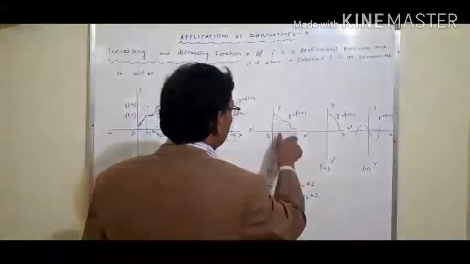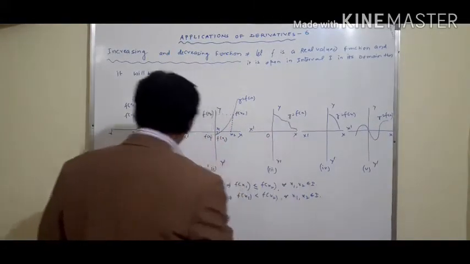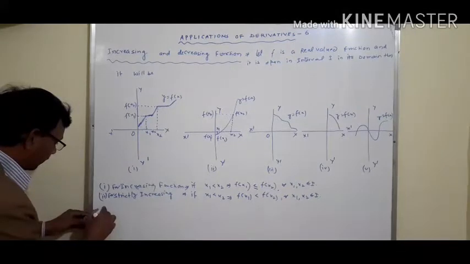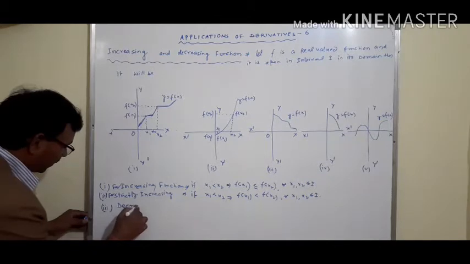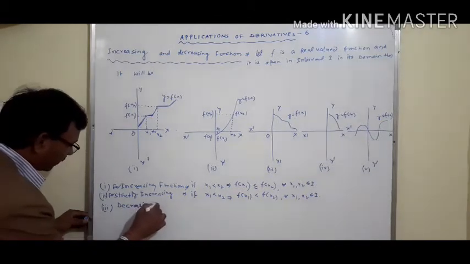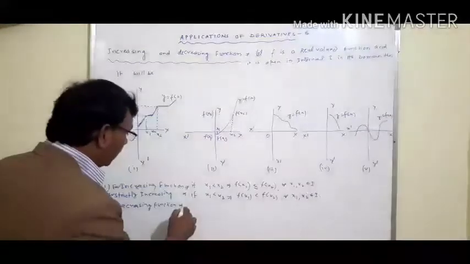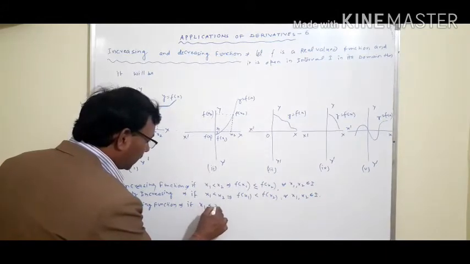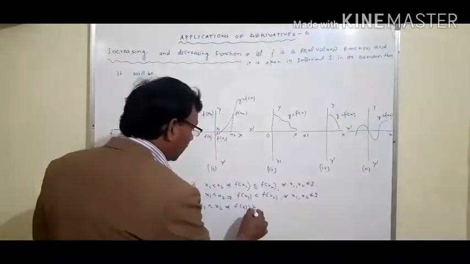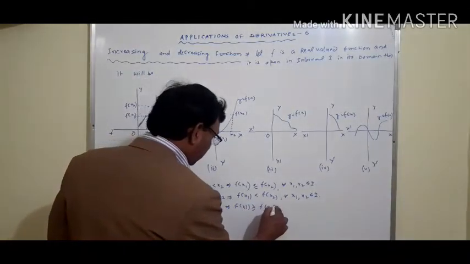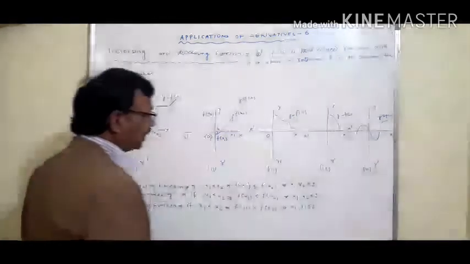Now in the third graph, we take the decreasing function. What is a decreasing function? In the same way, if x1 is less than x2, it implies that f of x1 is greater than or equal to f of x2 for all x1 and x2 belonging to I, meaning in that interval.